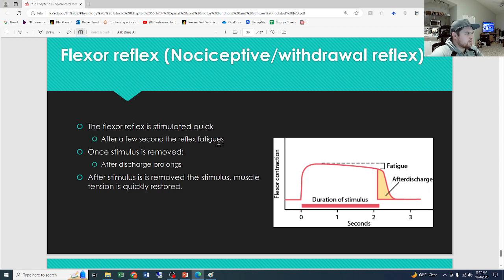After a few seconds, the reflex fatigues. Once the stimulus is removed, the after discharge prolongs, and the muscle tension is quickly restored. So your muscle tension goes back to normal afterwards. It fatigues rather quickly. So this is a very quick reflex, and then you're able to relax and move again.